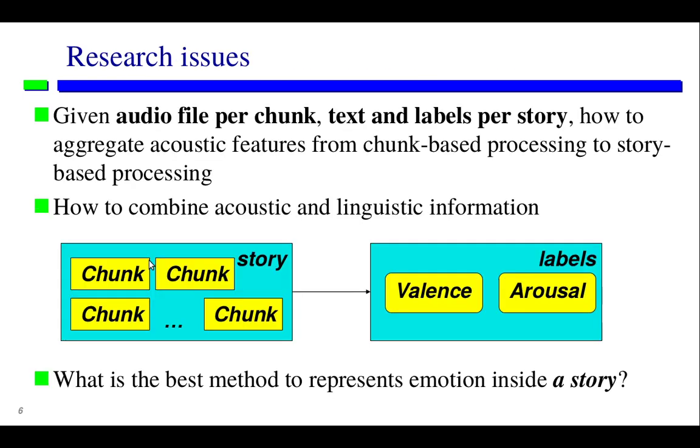And the problem is, by the nature of the dataset, audio files are given per chunk, while text and labels are given per story. So how do we aggregate acoustic features? It means how to obtain acoustic features per story, not per chunk, because the audio file is given per chunk, and the label is given per story.